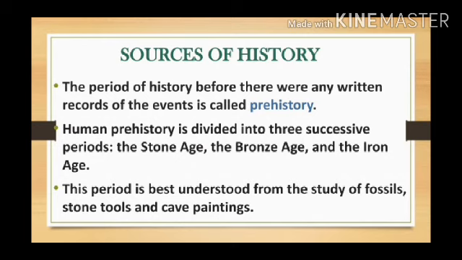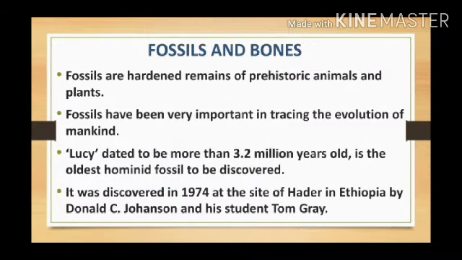Human prehistory is divided into three successive periods: the Stone Age, the Bronze Age, and the Iron Age. Since there is no written document, this period is best understood from the study of fossils, stone tools, and cave paintings. These archaeological evidences are the sources of history, which help the archaeologists understand how early humans might have lived in their environment. Let us find more about these sources of history. So let us begin with fossils and bones.